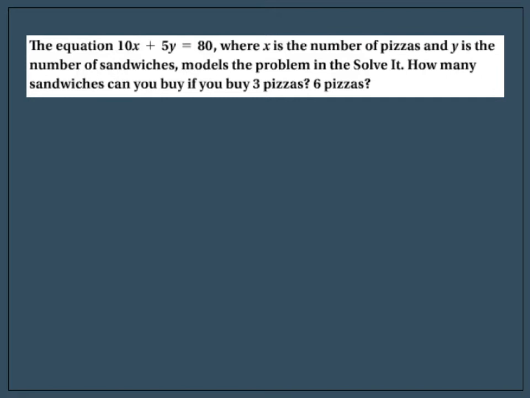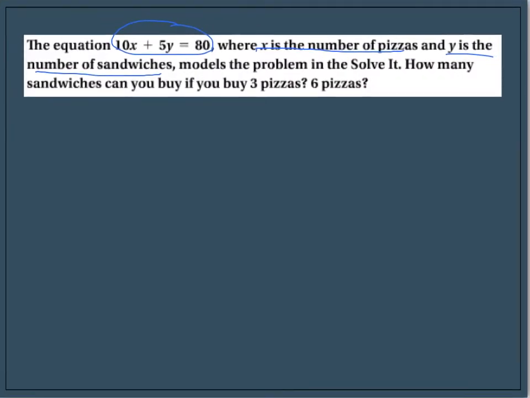So this would represent a literal equation. It's telling me this equation here, where x is the number of pizzas and y is the number of sandwiches. So the question is, how many sandwiches can you buy if you buy 3 pizzas? And then what if you buy 6 pizzas? When you're solving this, you're always using the original equation. In this case, the first one I'm solving is when pizzas is 3.